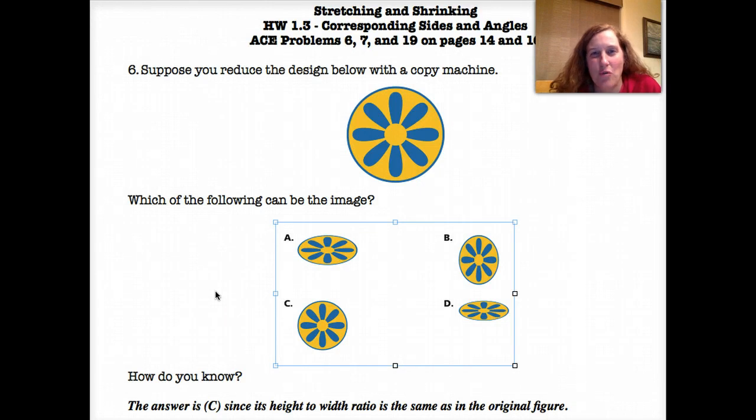Hi, this is the homework review for Stretching and Shrinking, homework 1.3, corresponding sides and angles. ACE problems 6, 7, and 19 on pages 14 and 16.